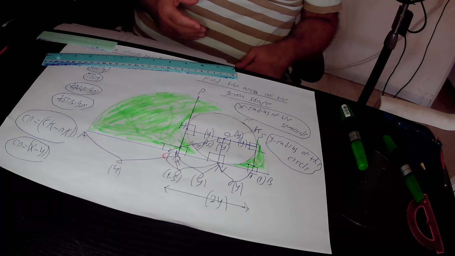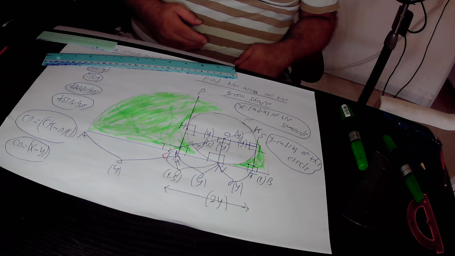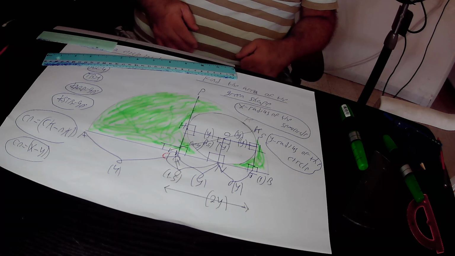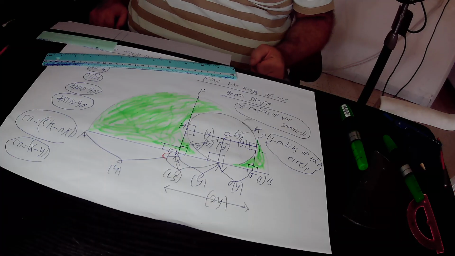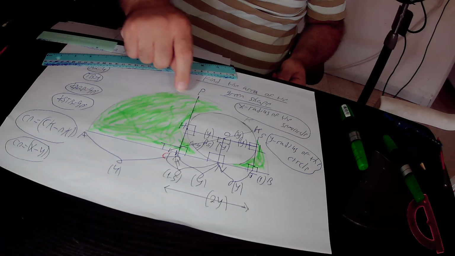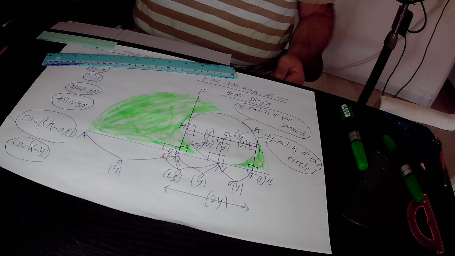So inside quadrilateral HOQN, we have 4 right angles, and according to rule 5, any quadrilateral that has 4 right angles must be a rectangle. So quadrilateral HONQ is a rectangle because it has 4 right angles.